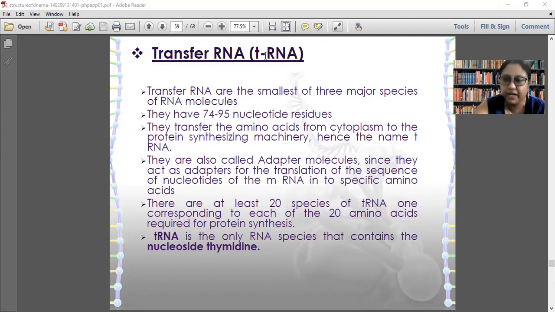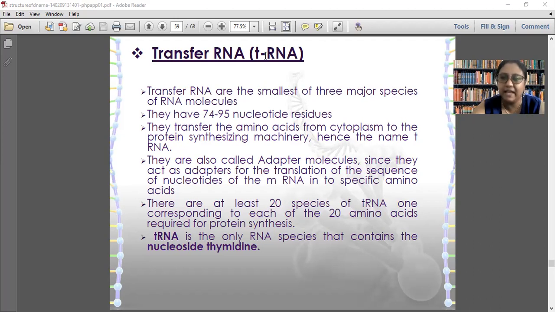Next is transfer RNA. The way trucks load the goods and send it to one place, the role of transfer RNA is the same. The 20 amino acids are carried by different sequences of transfer RNA.